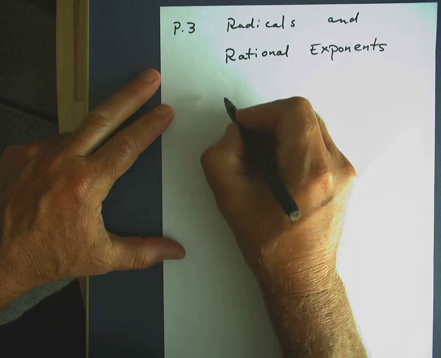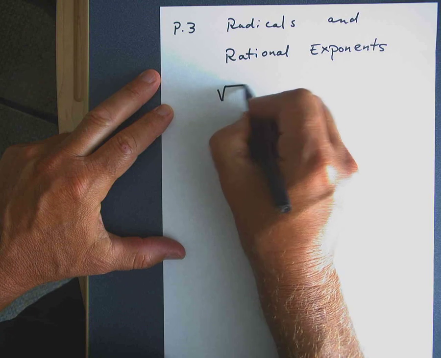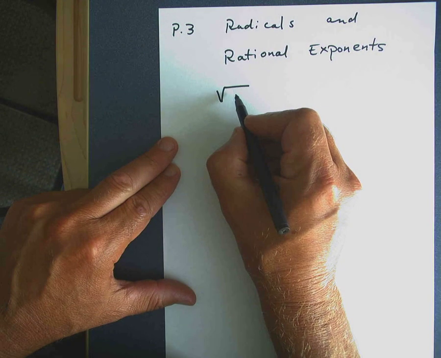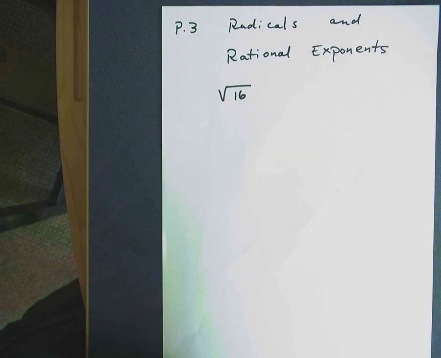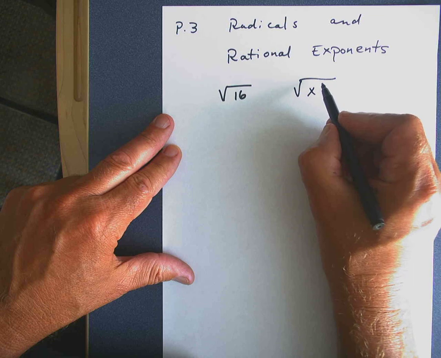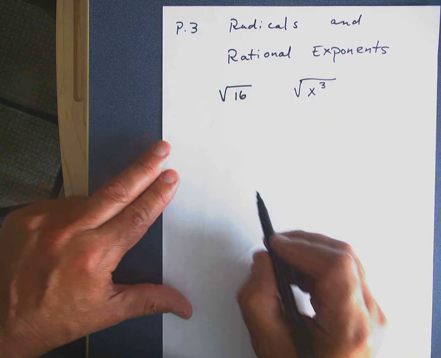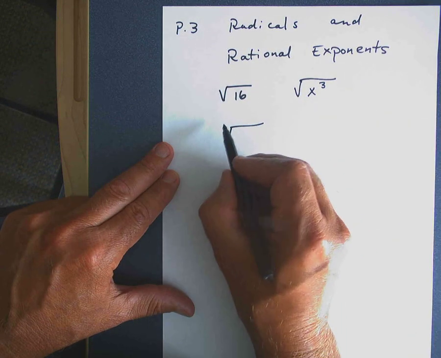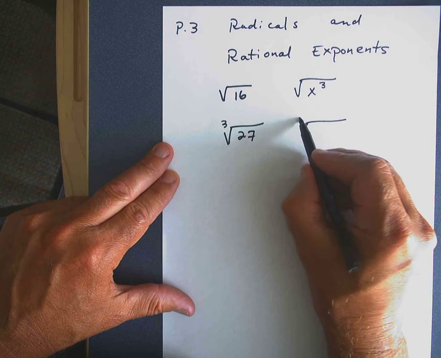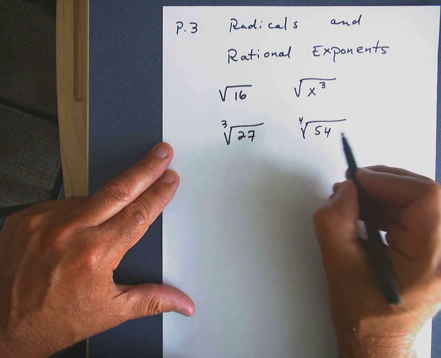Section 3 deals with radicals and rational exponents. Radicals, as you remember, are expressions that use this symbol, the radical symbol. For example, the square root of, say, 16, or the square root of x to the third power, or even some other roots like the cube root of, say, 27, fourth root of 54, and so on.